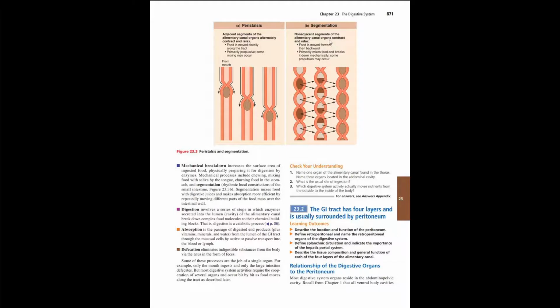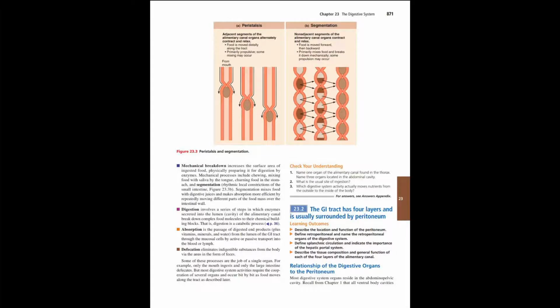Non-adjacent segments of the alimentary canal organs contract and relax. Food is moved forward, then backward. Primarily mixes food and breaks it down mechanically. Some propulsion may occur. Segmentation mixes food with digestive juices and makes absorption more efficient by repeatedly moving different parts of the food mass over the intestinal wall back and forth.